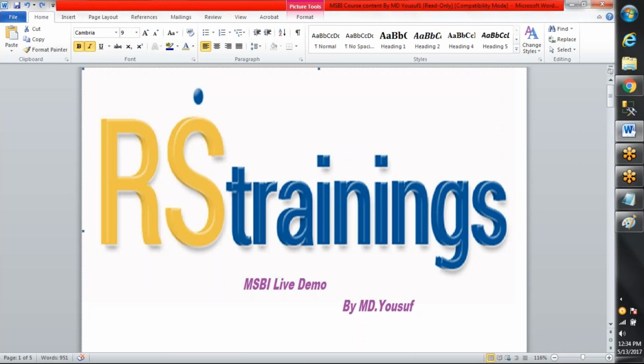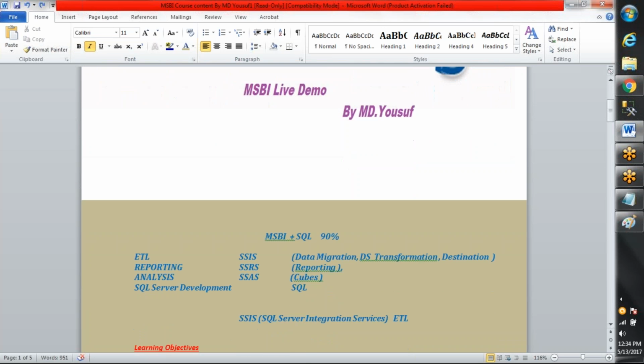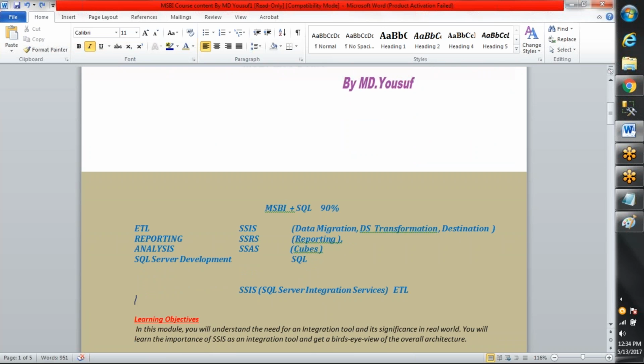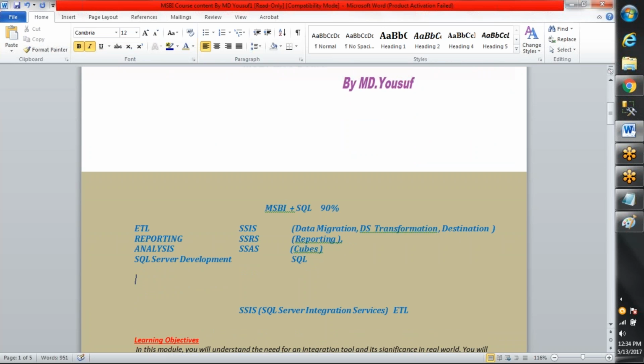Now coming to our pattern of explanation. Whenever we start any module, let's say we are starting ETL, we will start with the basic components, basic topics, and then we will go with advanced topics, and then we will see real-time scenarios. So this is common. This type of pattern is followed across the tools under MSBI.